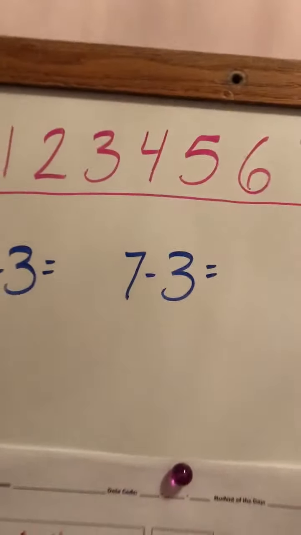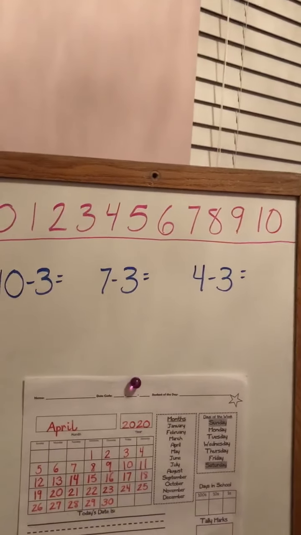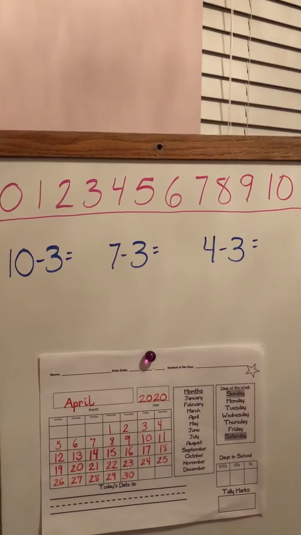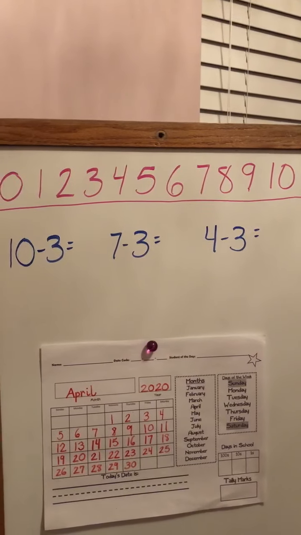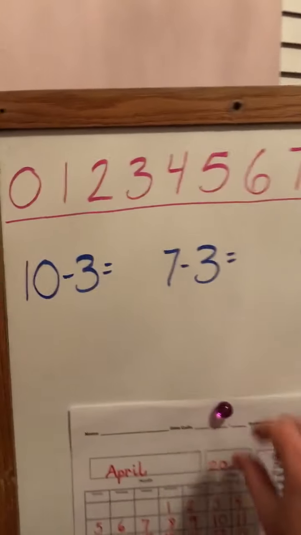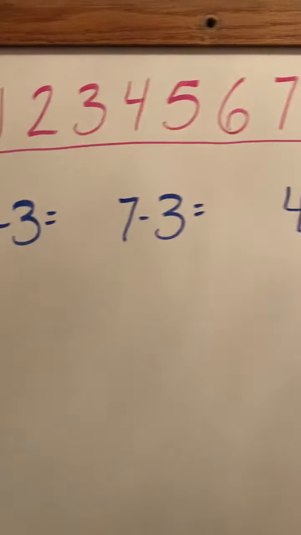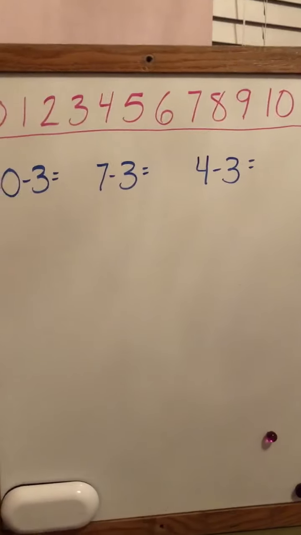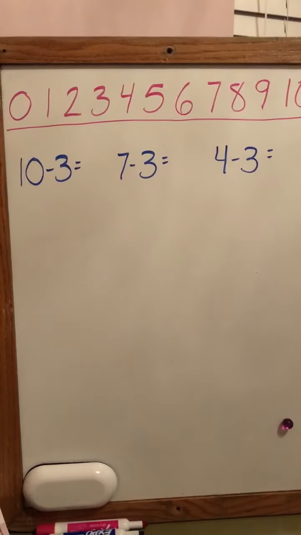Today we're going to talk about subtracting 3 facts. So you can see my abbreviated number line here. It is only 0 through 10. So we're going to do the same thing that we did with our subtracting 2 and subtracting 1. And that is count back, right? And then we're going to check as well. Okay, so let's just do a few here, and then we're going to do the paper together.